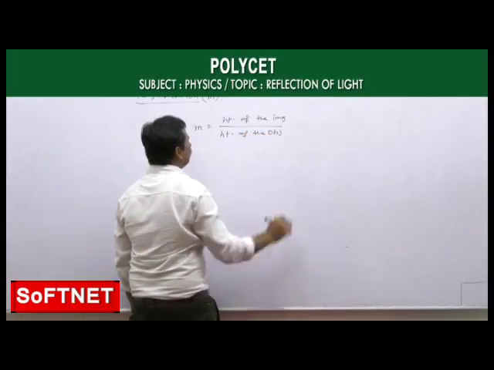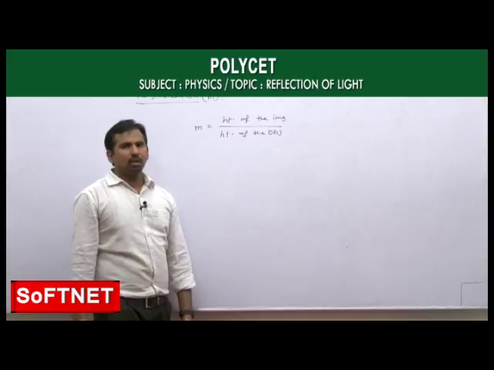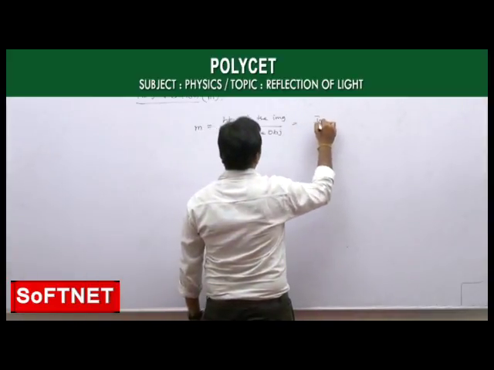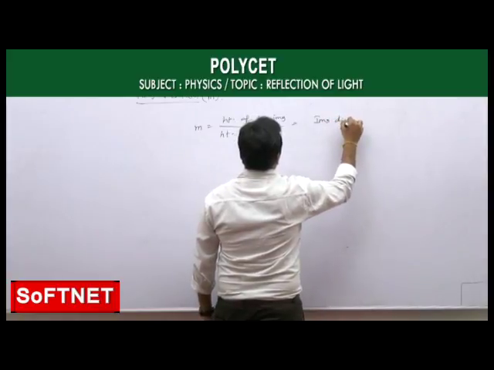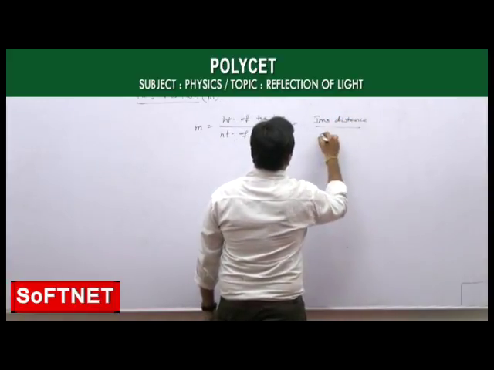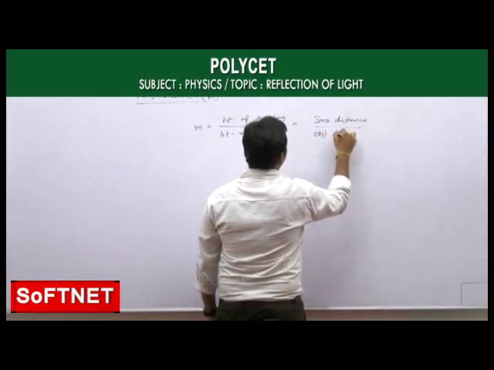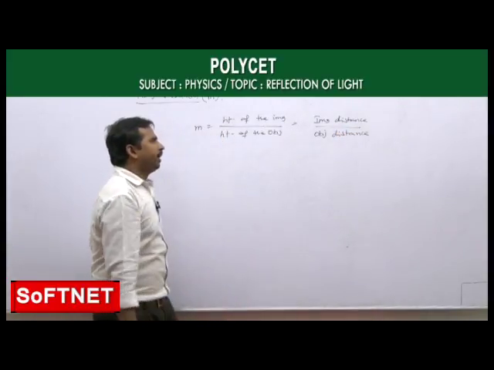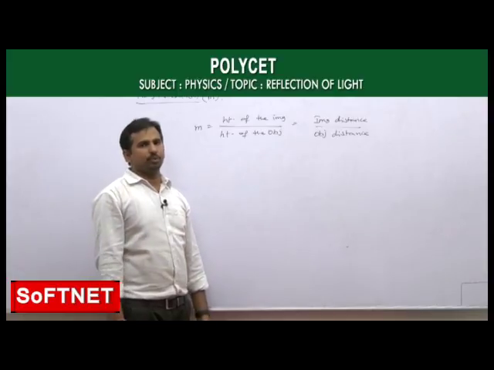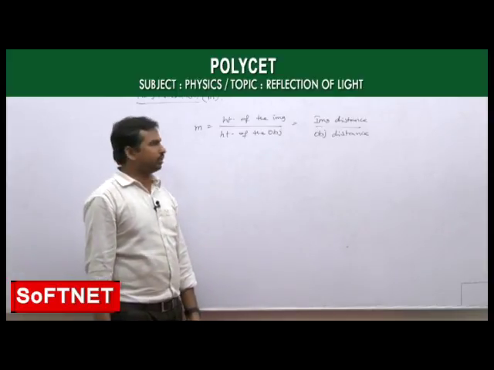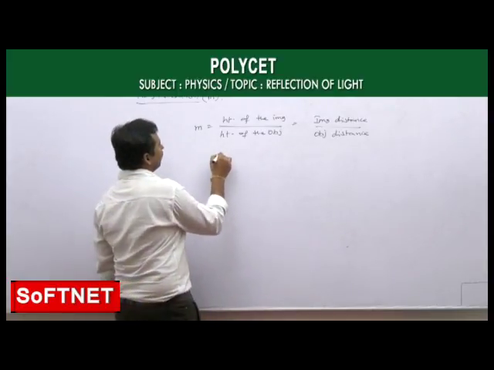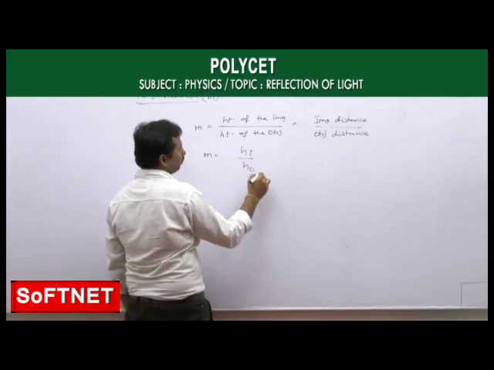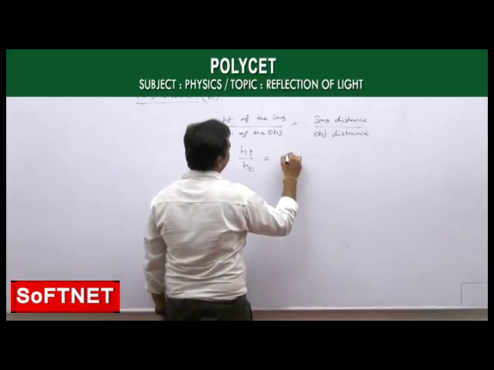Magnification is the ratio of the height of the image to the height of the object. It is also equal to the image distance by the object distance. Image distance means the distance of the image from our spherical mirror, and object distance means the distance of the object from our spherical mirror. So m is equal to height of the image by height of object, and also v by u.